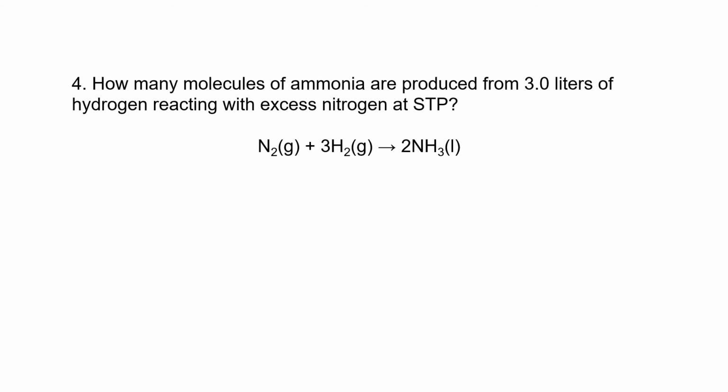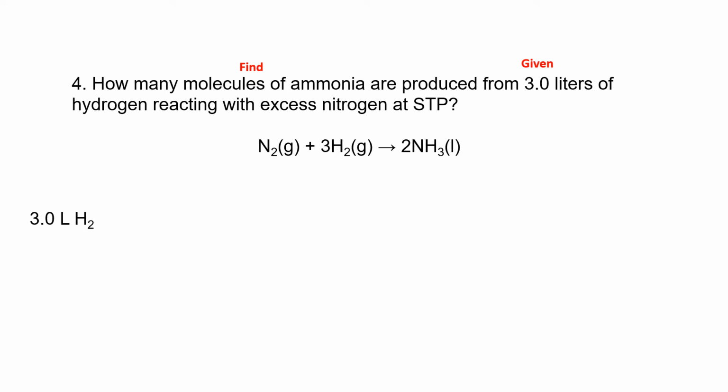Number 4 asks, how many molecules of ammonia are produced from 3.0 liters of hydrogen reacting with excess nitrogen at standard temperature and pressure? We are given 3.0 liters of hydrogen. We're trying to find molecules of ammonia. So we're going to start with what we're given, 3.0 liters of hydrogen gas.